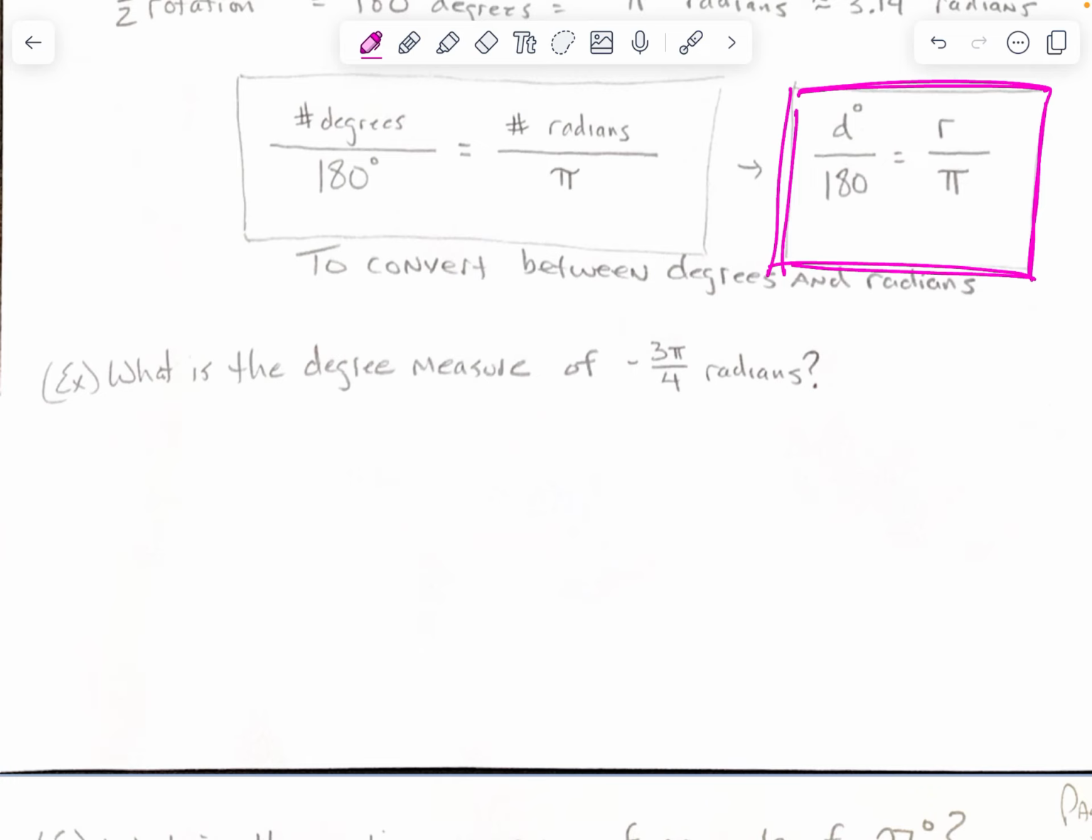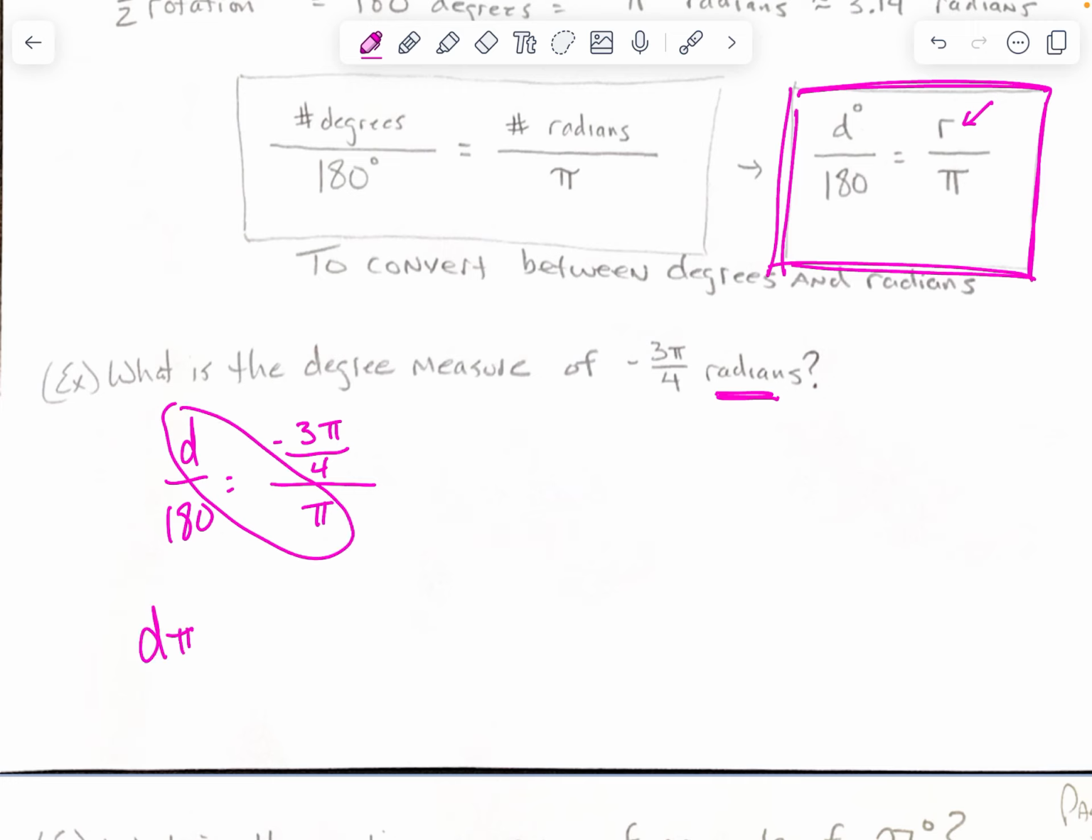So here we go. That negative 3/4 pi is in radians, so we're going to put that in the r spot. So when I rewrite my proportion, d over 180 degrees equals r, I'm going to go ahead and put my negative 3 pi over 4 in the r spot, and then the pi that goes on the bottom is going to be down here in pi. I'm going to now do cross products or cross multiplication, so d times pi equals, let's get rid of this, and now it's the other one. Okay, it's going to be 180 times negative 3 pi over 4.